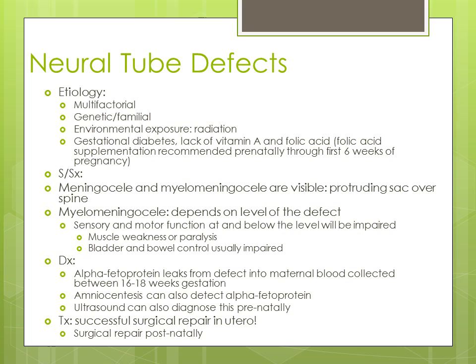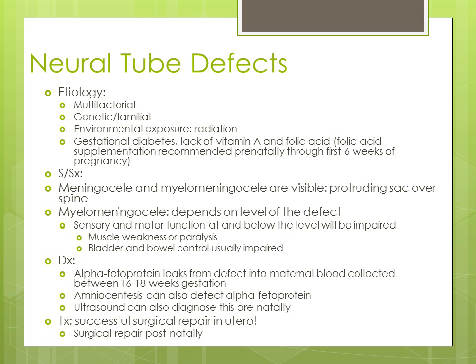And etiology, they're generally multifactorial. There is a genetic or familial link. Then they also feel that environmental exposures like radiation can be very damaging. And then gestational diabetes is going to be one of the causes, a lack of vitamin A during pregnancy, which you have to be kind of careful because more vitamin A can cause defects in the baby. And then folic acid as well. So they really recommend taking folic acid and a little bit of vitamin A during those first 6 weeks of pregnancy.